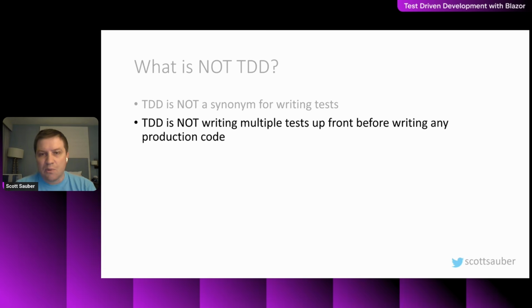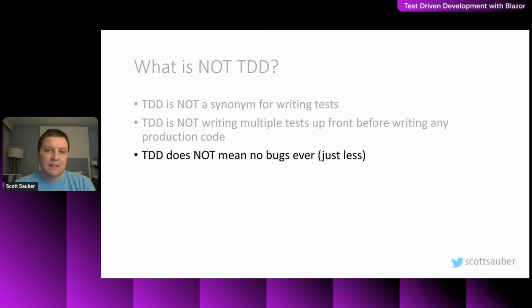TDD is also not writing multiple tests up front before writing any production code. So it's not like, hey, I'm going to write these 20 tests up front before I write any production code. That's not really TDD, because you're going red over and over again, and not doing the red, green, refactor steps. As well as, TDD does not mean no bugs ever. Just in my experience, it leads to fewer bugs.